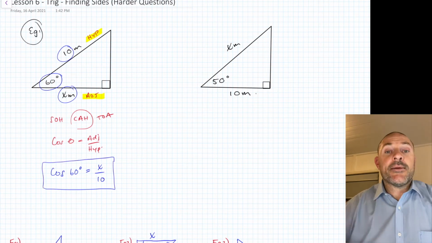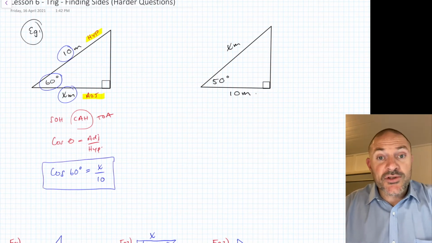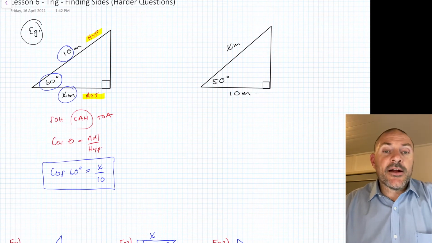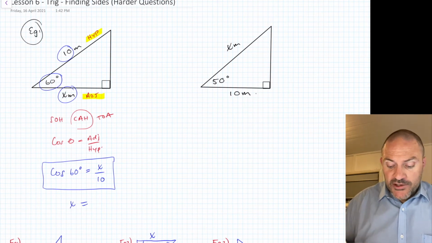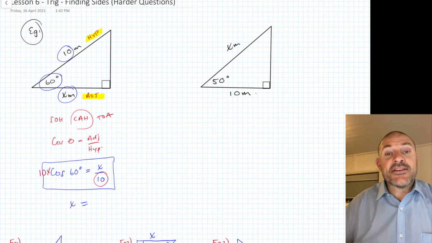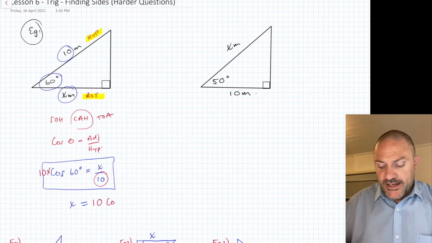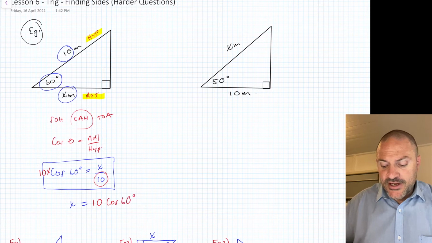So again, first step, to label the 2 sides, in regards to theta. The second step was to choose your rule. Third step, to apply the rule. And of course, the last step, the 4th step, was to answer or solve that equation. Now in this instance, we're going to multiply the 10 across, because the opposite of divide by 10 is times by 10. We're going to do something like 10 cos 60 degrees.